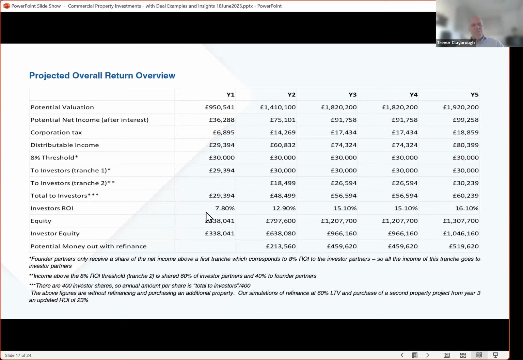And then directly below, we have what's called the investor return on investment. So that is the return on money in as a percentage for the investor partners. And that, by the way, is after corporation tax. So we've already deducted corporation tax before we get the distributable income. And obviously over time as well, from day one, the investor partners who put the money in obviously have equity, because it's a share of ownership of the property, and that equity is increasing as the value of the property is increasing.